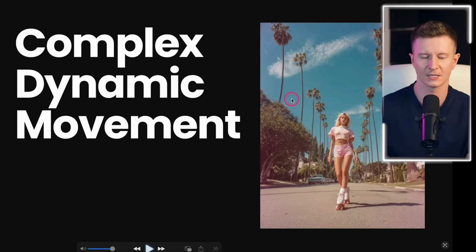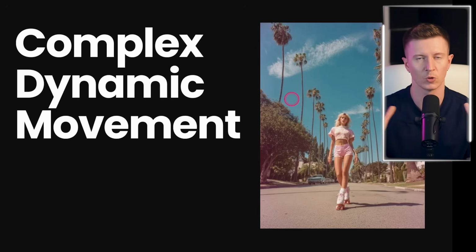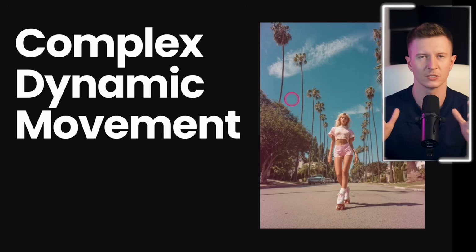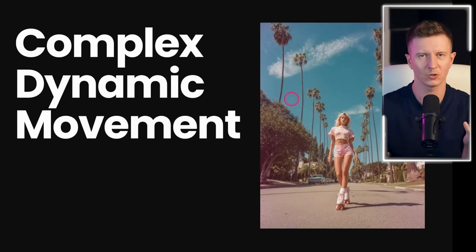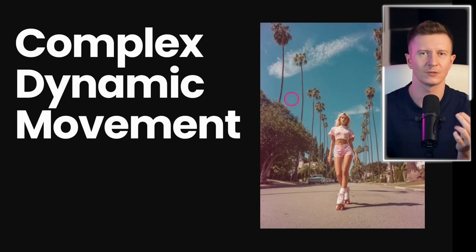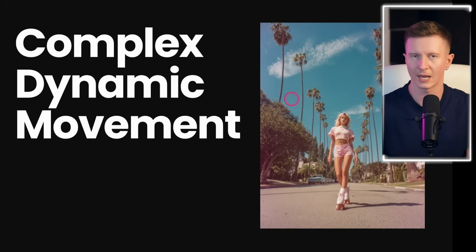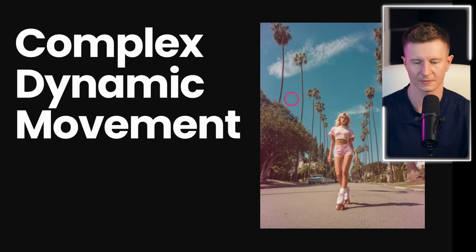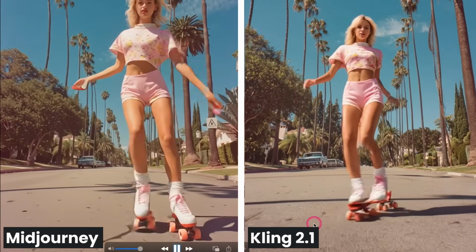Next up is complex dynamic movement. And for this example, we're going to be looking at a roller skater. And the reason I selected this type of movement is because it's incredibly complex. It's extremely difficult to get it to look natural because of the very quick and fluid motions of a roller skater. Let's see how they get on with that. And they're off. So on the left, we have Midjourney. On the right, we are having Kling.